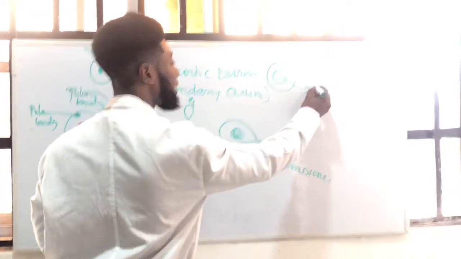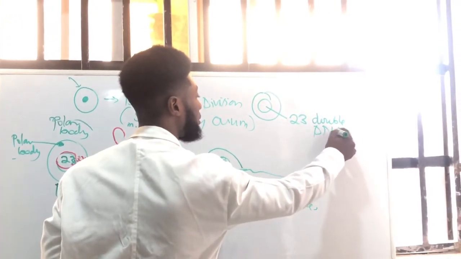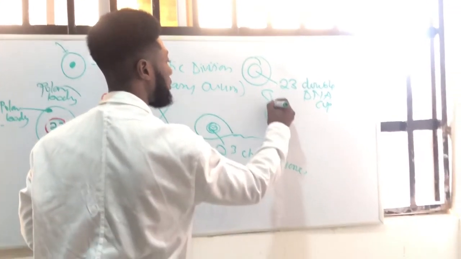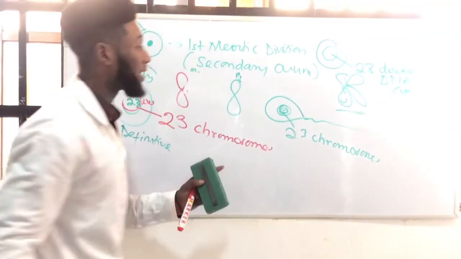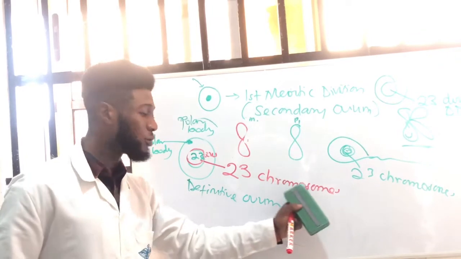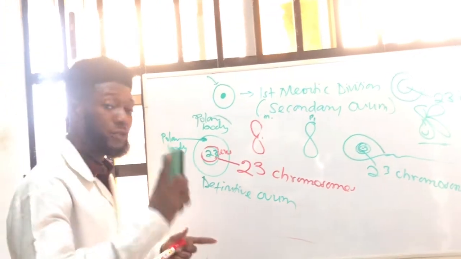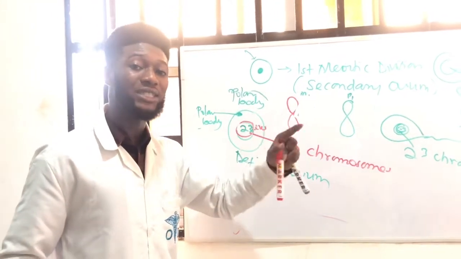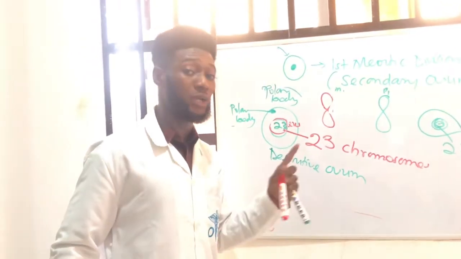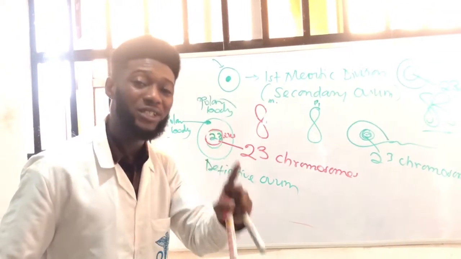Our chromosome 23, but our double DNA copy. And the definitive ovum there, you want 23 chromosomes with one single DNA copy. What I say, fine. And you see, I say polar body has the unwanted genetic material, that copy, standing at one pole of the zona pellucida, called the polar body. And I say the first, second ovum has 23 chromosomes with double genetic material.